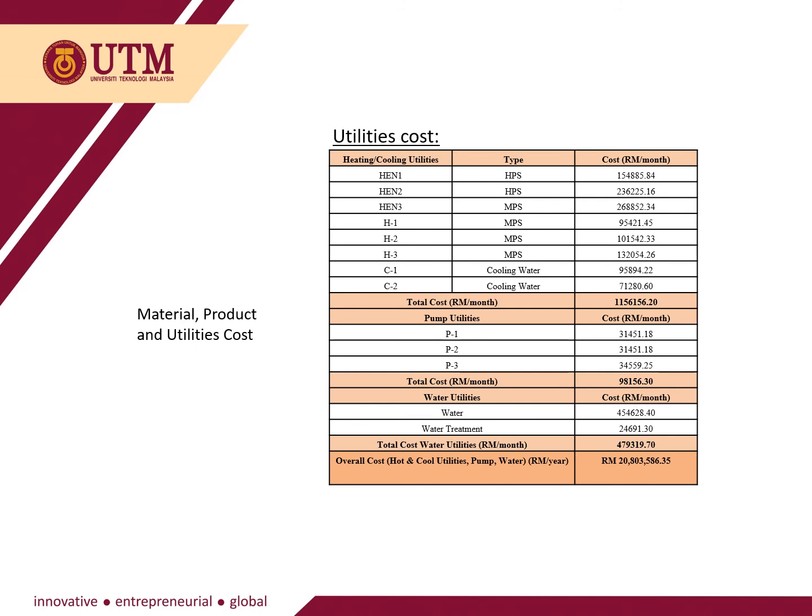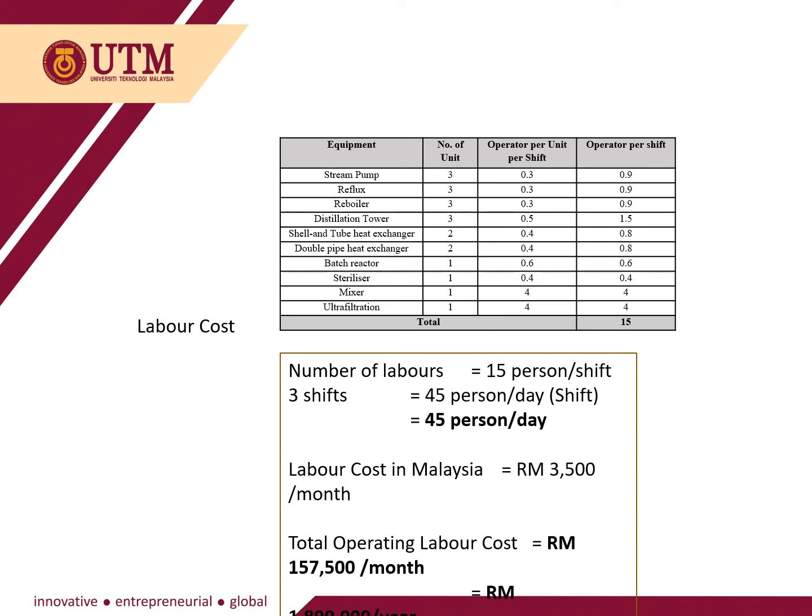The rate of the utility costs are obtained from the local utilities company, rate given for industrial use, and it's about 20 million per year. Then we will have to calculate the labor costs, where we need to have people operating our equipment in the plant. It is estimated about 15 people are needed per shift and a total of 3 shifts per day, giving us a total of 45 people per day. So the labor cost in Malaysia is about 3,500 ringgit Malaysia per month, and that comes up to a total operating labor cost of about 1.8 million.